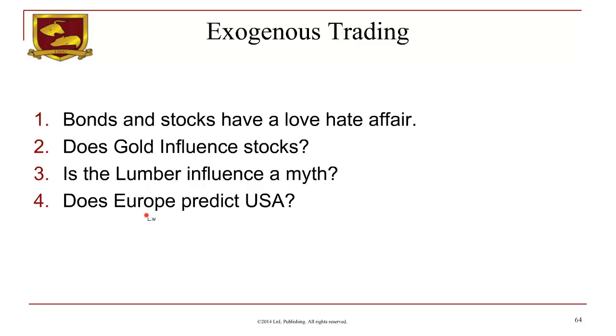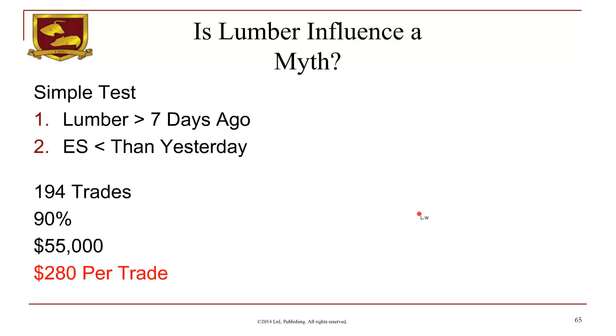And probably to an extent, but not as much. I want some real strong thing. Lumber influence in there. Well, I did a simple test. If lumber is greater today than it was 7 days ago, and the E-minis are lower than yesterday, get your attention. 194 trades, 90% accuracy, $55,000.